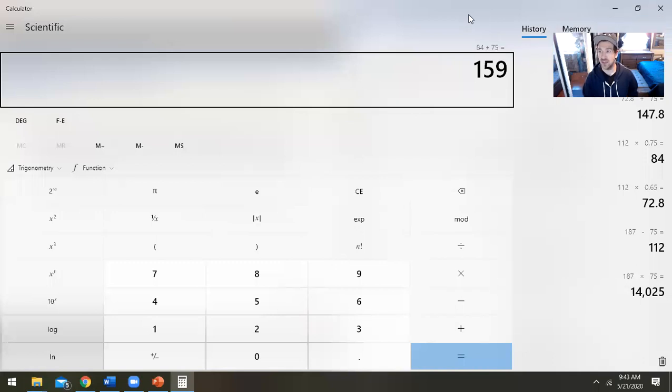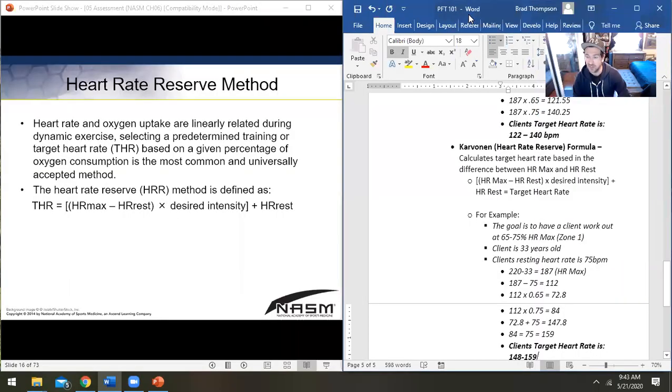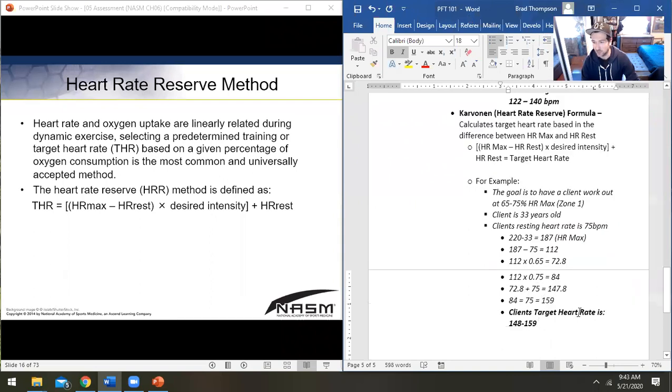So our range got way different. It's the same client, but by taking into account their resting heart rate, we got a much, much different result, right? 148 to 159. So the last little thing I want to do is write that whole thing out and plug it in kind of like this, so that it makes even more sense.